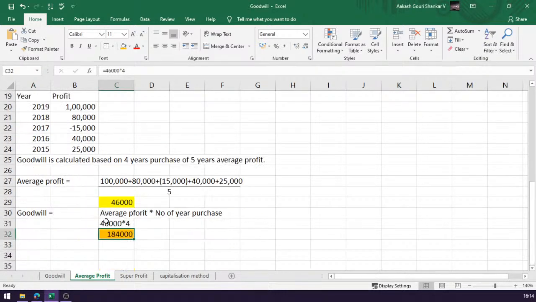So in this method, our first step is to calculate the average profit. And after calculating the average profit, we have to multiply the average profit into the number of years of purchase in order to find the value of goodwill. If everything is clear in calculating the goodwill based on the average profit, we can move on to the next method, which is the super profit method.